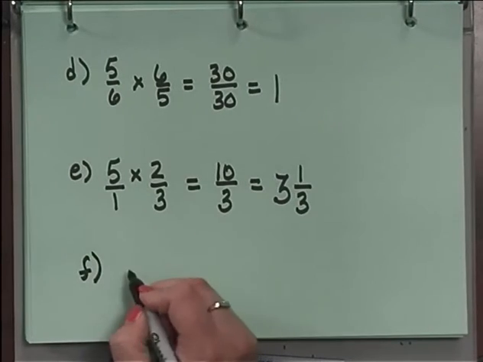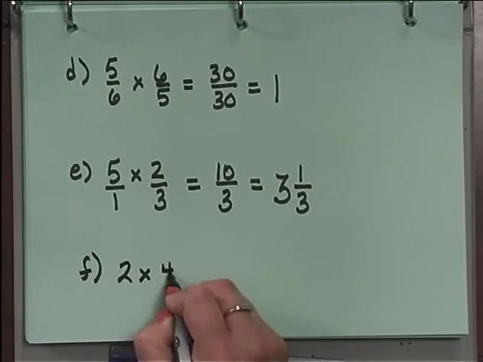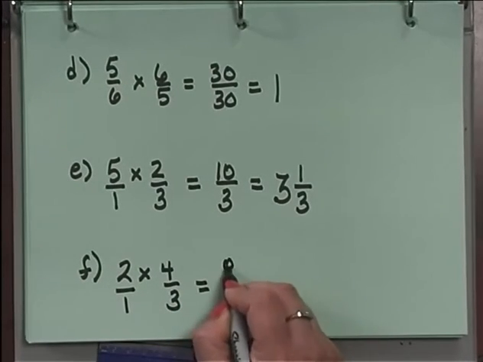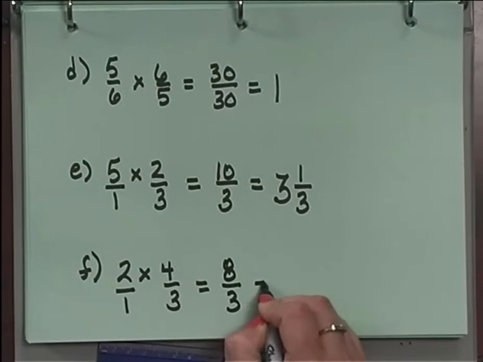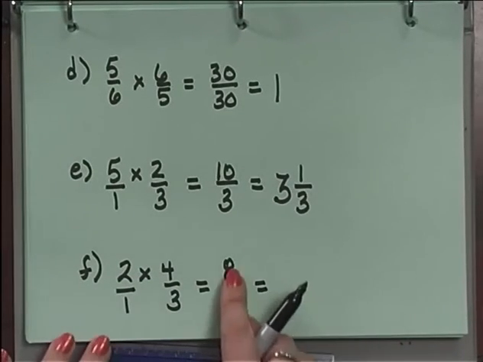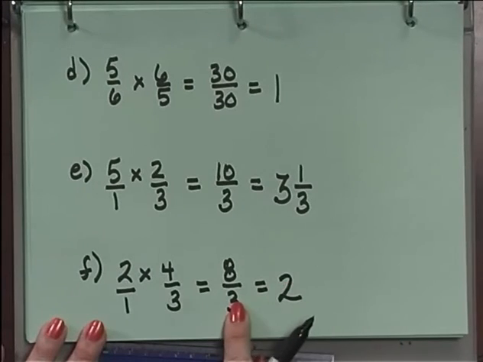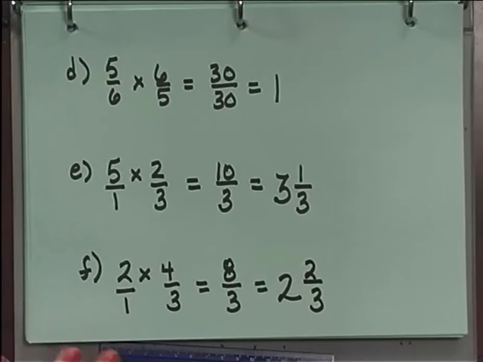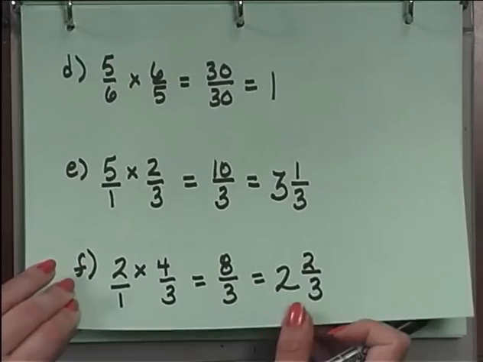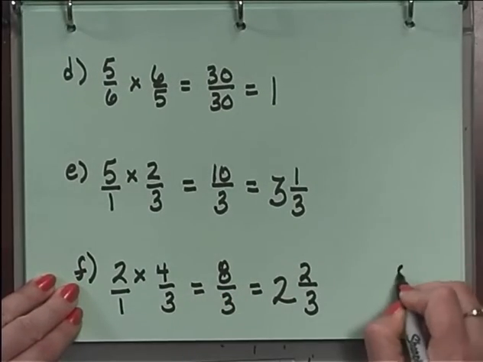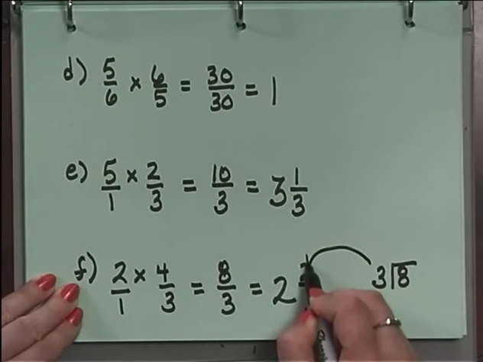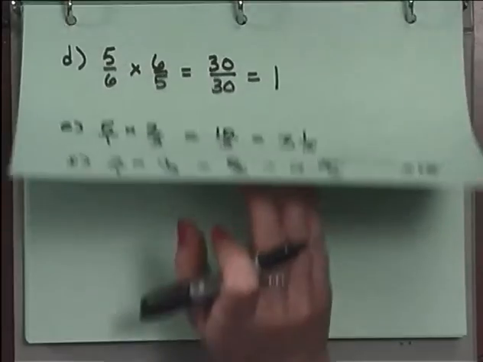And then for problem F, we have 2 times 4/3. So again, we change this to 2 over 1. 2 times 4 is 8, and 1 times 3 is 3. So let's use short division. 3 goes into 8 2 whole times. 2 times 3 is 6. 8 minus 6 is 2. So we have a remainder of 2 and a denominator of 3. So 2 2/3 would be my result. Now, if you're not comfortable with short division, remember that you can divide out to the side in order to convert. Okay, so don't be afraid to do that.